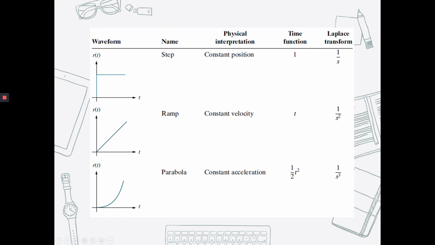Ramp input represents constant velocity inputs to a position control system by their linearly increasing amplitude. And the third one is parabola, whose second derivatives are constant, representing constant acceleration inputs to a position control system, and can be used to represent accelerating targets. For parabola the input is 1 over s cubed, for ramp 1 over s squared, for step 1 over s.